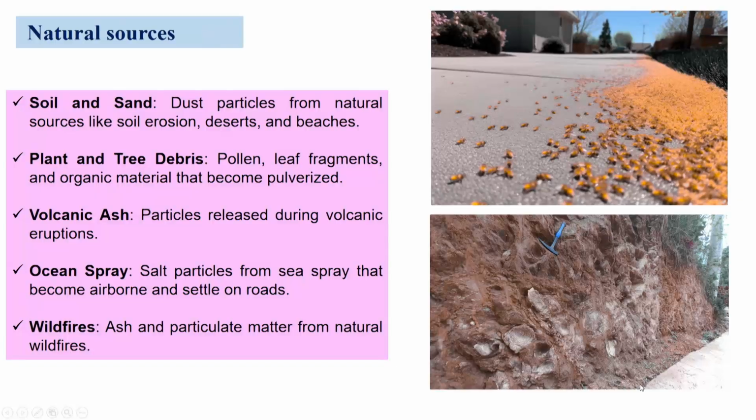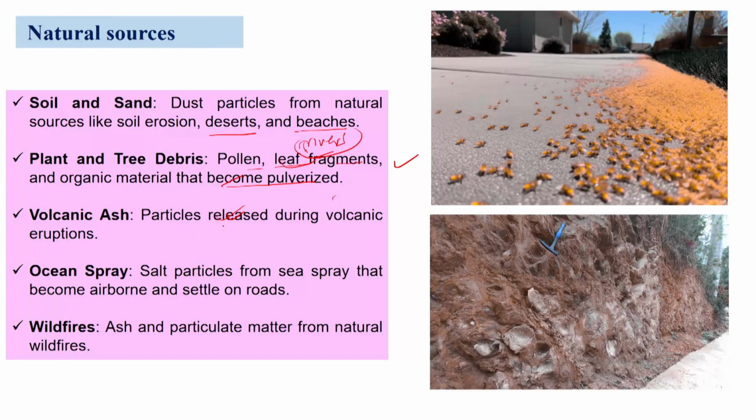So this is what I talked about regarding road dust aerosols. Again, if you see here, what are the natural sources of road dust? Soil and sands. You have dust particles from natural sources like soil erosion, deserts, and beaches. Not only beaches, there can be rivers, especially if the city is located very close to rivers, for example Allahabad, Prayagraj, Varanasi, and Kanpur. We have carried out some research and found that generally river dust is not a very significant source of urban dust particles. Then we have plant and tree debris, like pollens, leaves, and fragments, organic material that becomes pulverized.